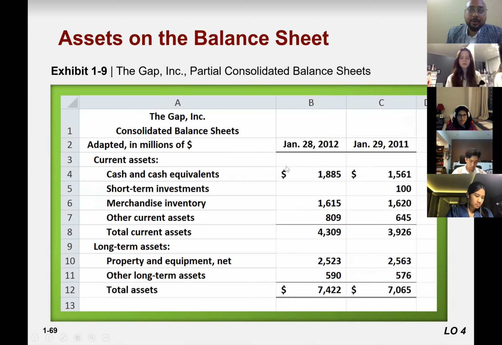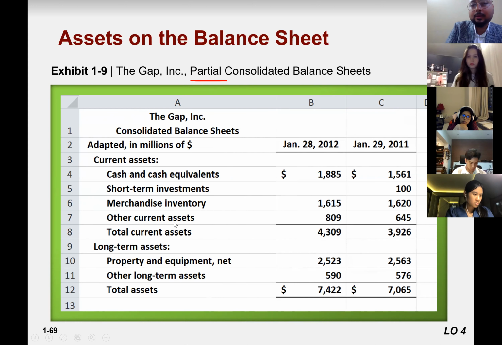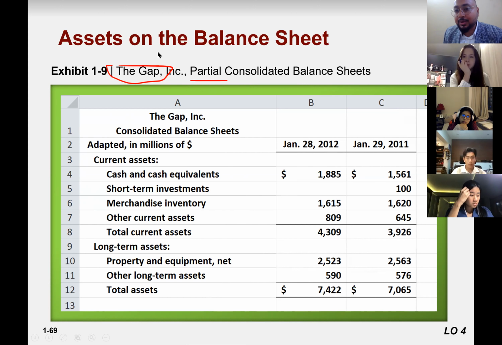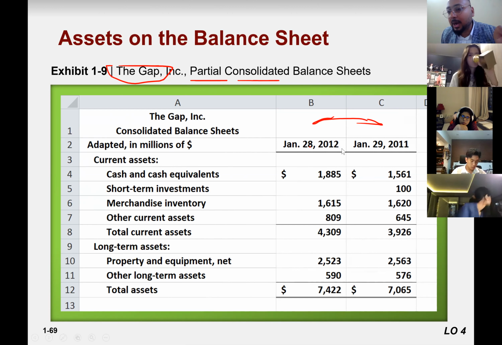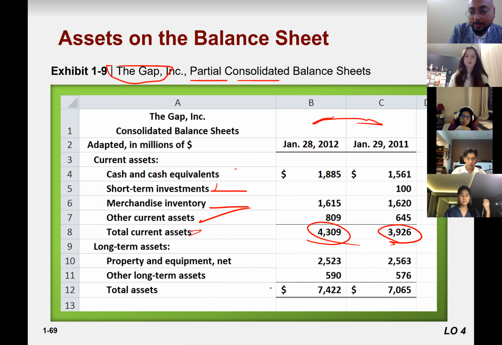Here we go. This is our asset side in real life. That's why the word partial is here. This is not a complete balance sheet. This is just the asset side of a real company, which is Gap Incorporation. Why is the word consolidated there? Because we are seeing a 2-year combined balance sheet. So you see current assets, cash equivalents, short-term investment, inventory, other current assets, so we have total assets. Long-term assets, plant, property, equipment, other long-term assets.